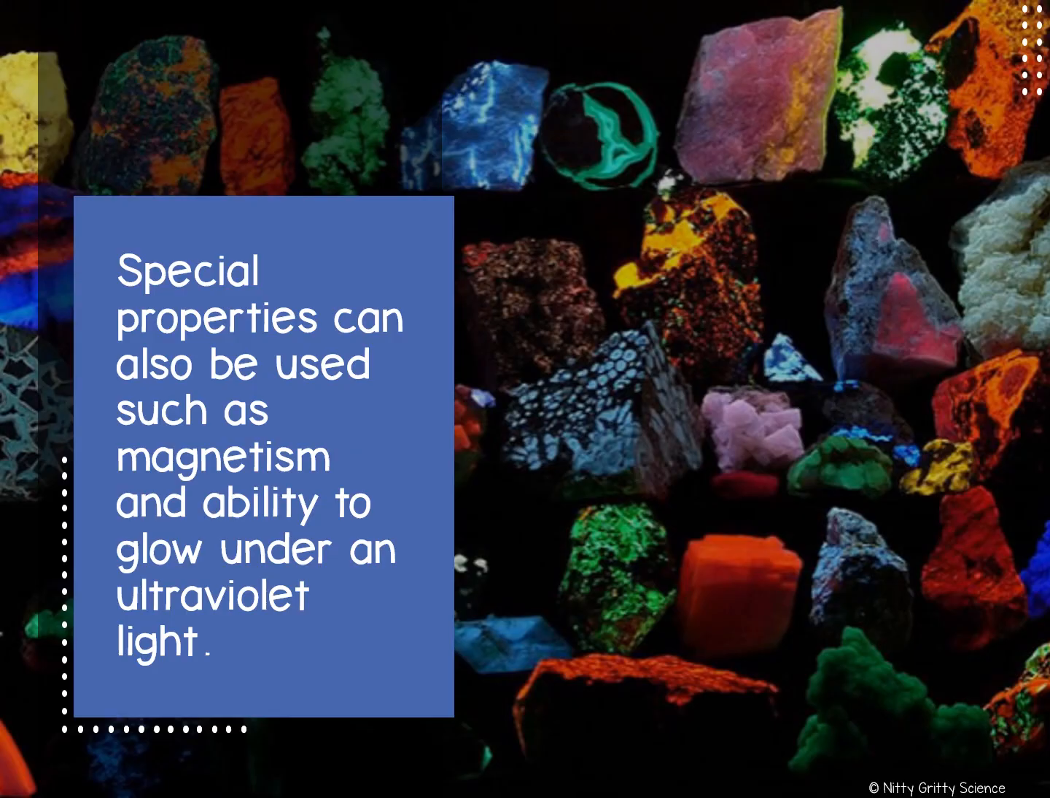Some minerals can be identified by special properties. Magnetism occurs naturally in a few minerals, such as magnetite. Minerals like calcite and fluorite glow under ultraviolet light and have a property known as fluorescence. Sometimes a mineral's texture or how it feels also helps identify it. Graphite feels greasy, while talc is smooth.